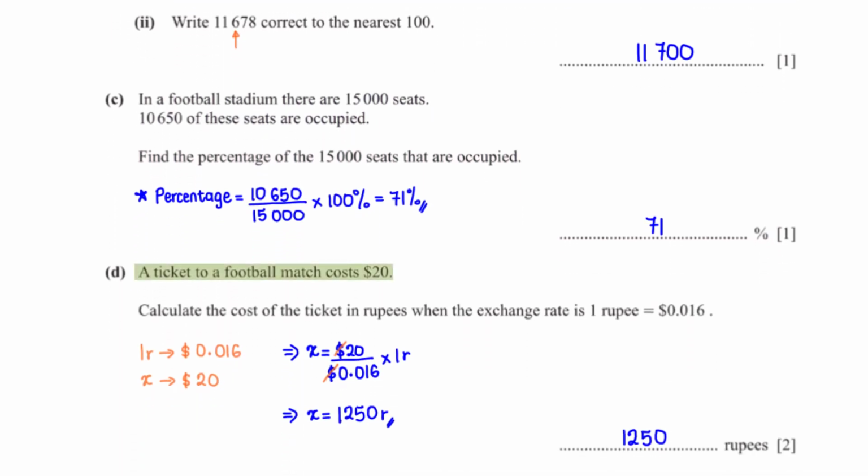A ticket to a football match costs $20. Calculate the cost of the ticket in rupees when the exchange rate is 1 rupee equals $0.016. First, we need to set up the currency conversion to find the equivalent of $20 in rupees, which is what we are calling X. When we cross multiply and make X the subject, this is what we have, which is equal to 1,250 rupees.